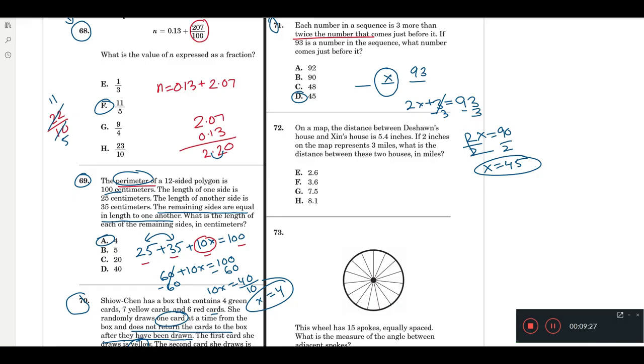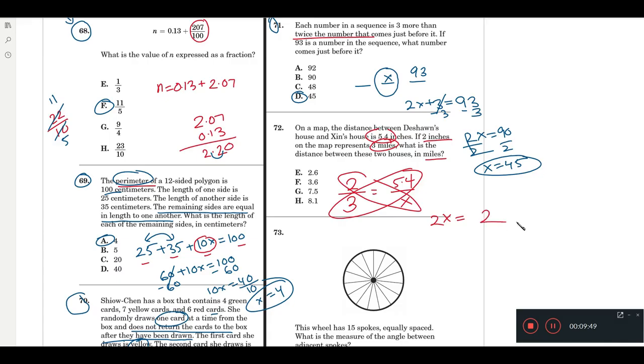So this is an important topic. Remember this. Take a look at this. Here, 2 inches on the map means 3 miles. So what is the distance in miles? 5.4 inches is how many miles? Over x. Now we can just cross multiply. It's a simple proportion.